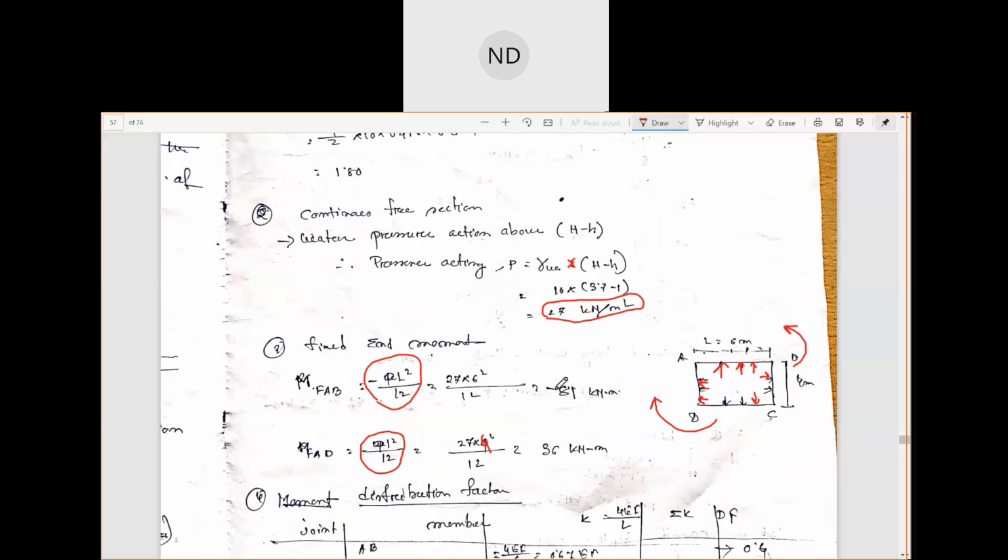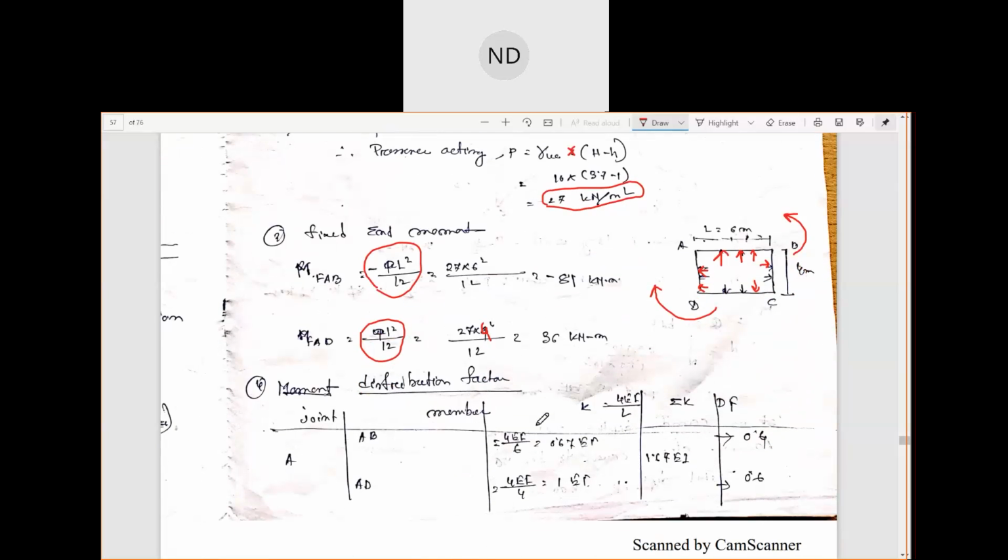Now, when we know the fixed moments, we can do the moment distribution at joint A. So at joint A, how many members are there? AB, AD. Now we have to find the stiffness, which is 4EI by L, and we know this. So for member AB, 4EI by L, EI by L is the same. L is how much? For AB, our L is 6. So this is going to change. So we got the stiffness for member AB to be 0.67 EI.